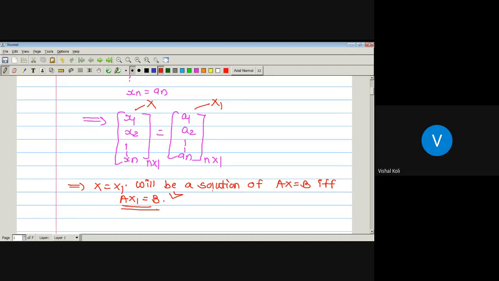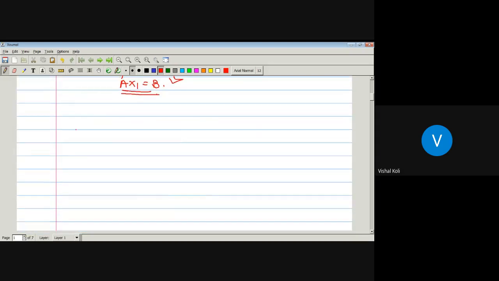Okay, now we have to see when our given system of linear equations is said to be consistent and when it is said to be inconsistent. Consistent and inconsistent system of linear equations.